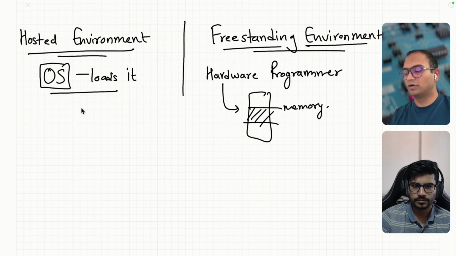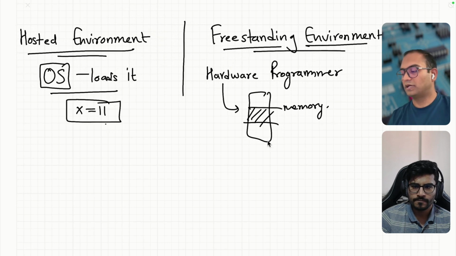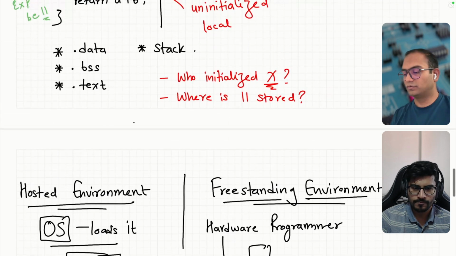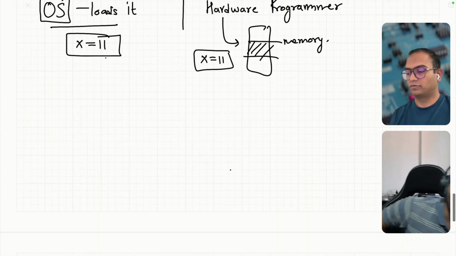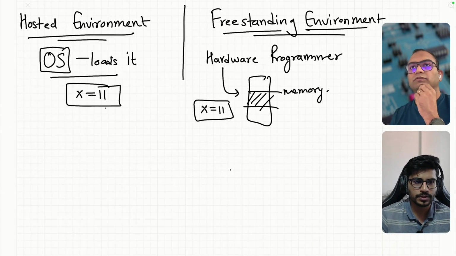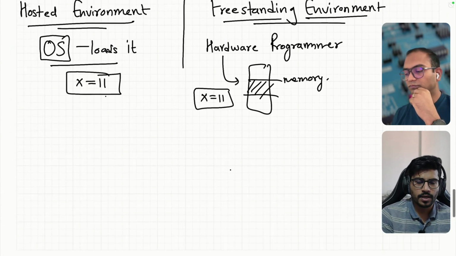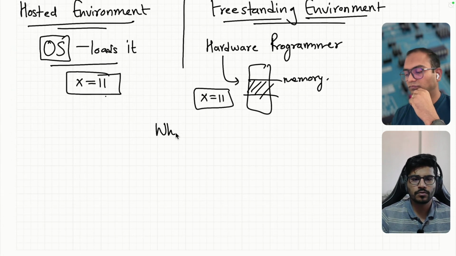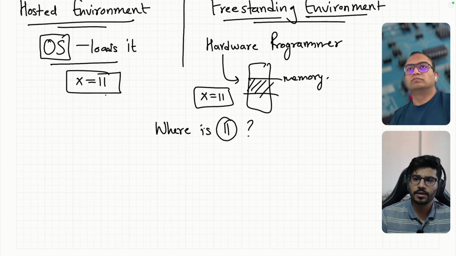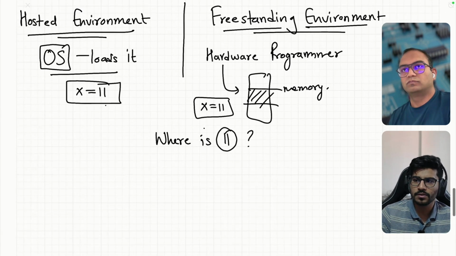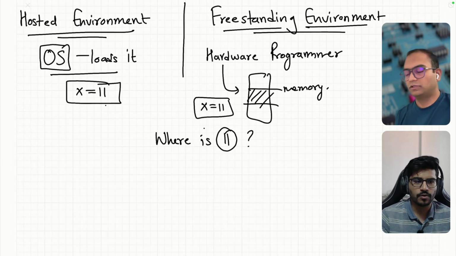So you were talking about who initializes the value of x to 11 in the hosted environment and in the freestanding environment. I'm now supposed to deal with the second question, which was, where does this 11 data come from? In both environments it is clear who loads it. One, the OS, and secondly, a hardware programmer. Piyush, would I be right to say a hardware programmer could just as well be a NAND flasher who flashes into a non-volatile device?